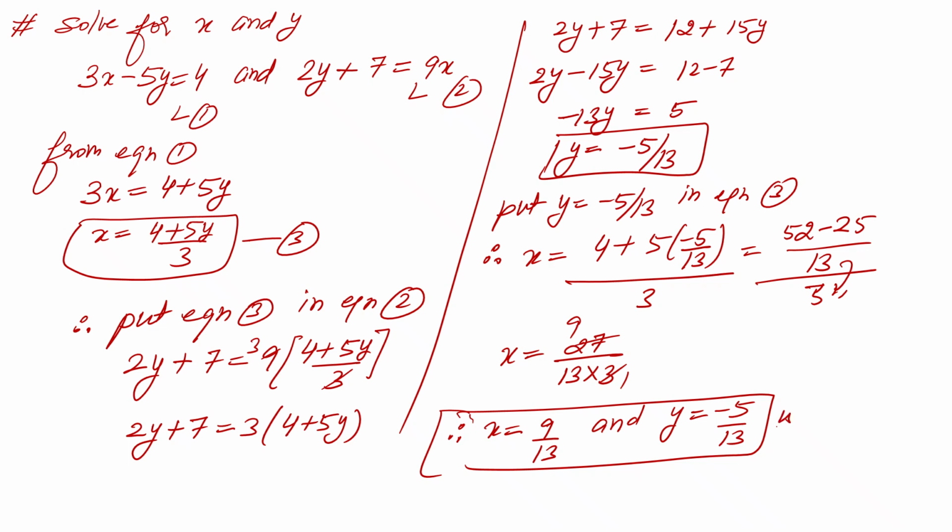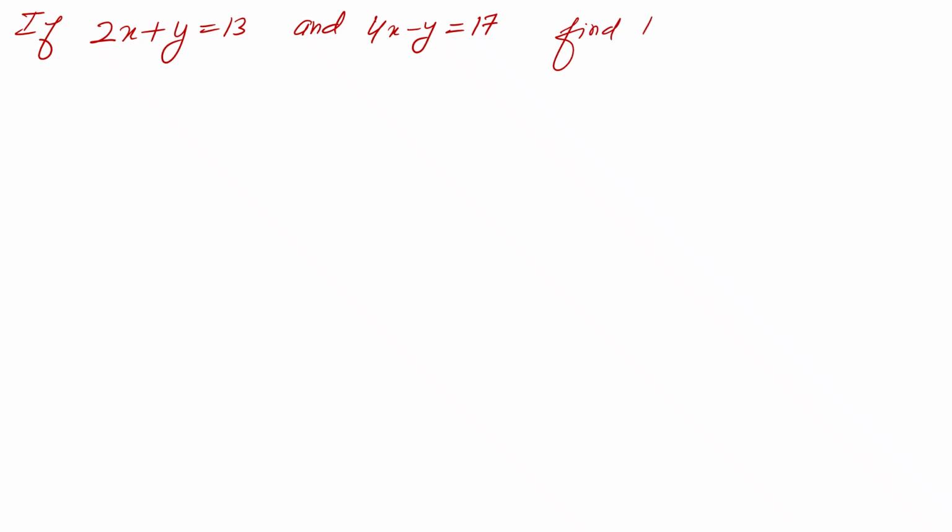This is the required solution, right? I hope आपको substitution method समझ आ रहा है, right? So let's take another example. It is given that if 2x plus y equals 13 and 4x minus y equals 17, find the value of x minus y, right? So we have to find the value of x minus y.